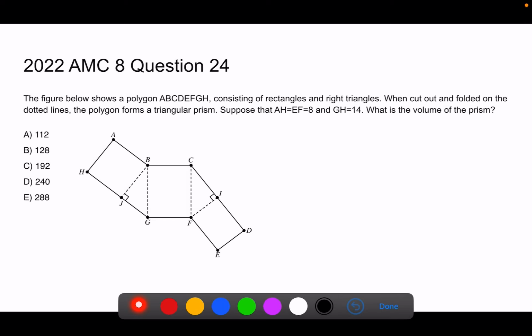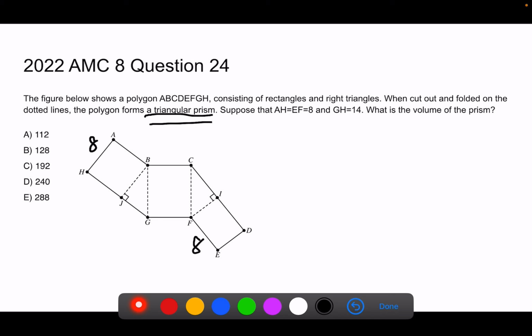AMC 8, question 24. The figure below shows a polygon ABCDEFGH consisting of rectangles and right triangles. When cut out and folded on the dotted lines, the polygon forms a triangular prism. Suppose that AH equals EF equals 8, and GH equals 14.